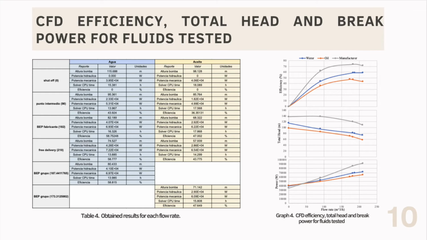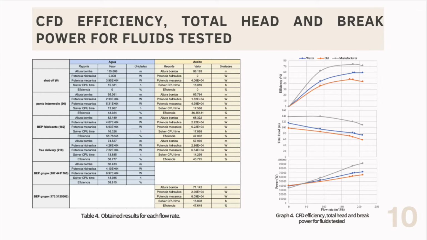On the other hand, it can be concluded that when there are flow rates in the range between 90 and 182 cubic meters per hour, which in this case is the flow rate reported by the manufacturer, the efficiency is maximized. This result is consistent with the calculation of the best efficiency point of the design point, since regardless of the fluid, the maximum efficiency was found within this range or is a close value.